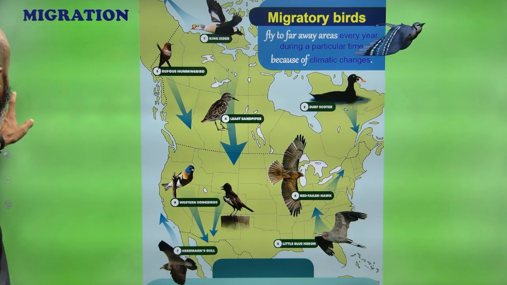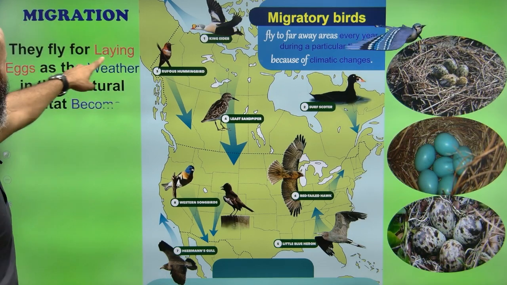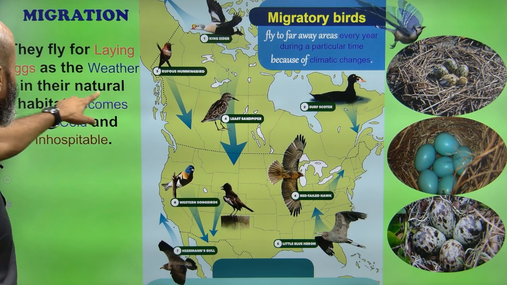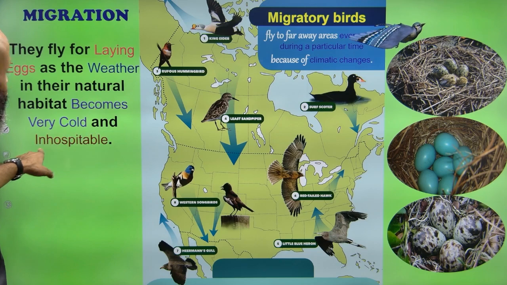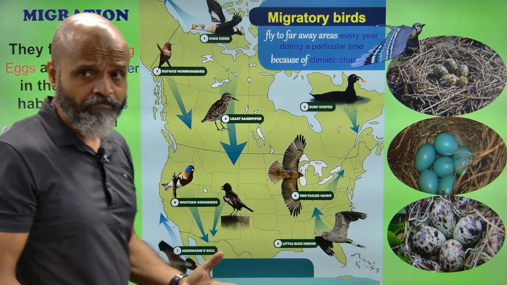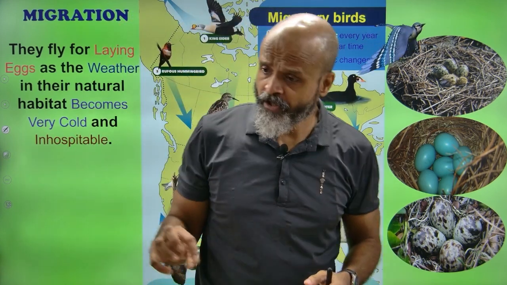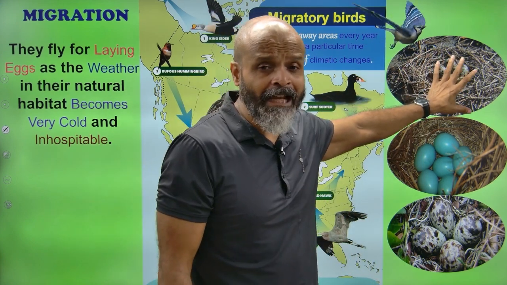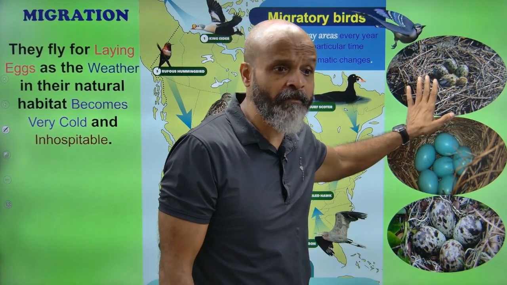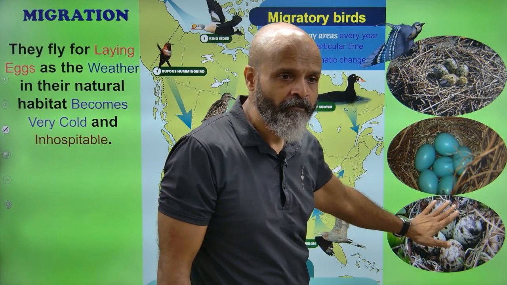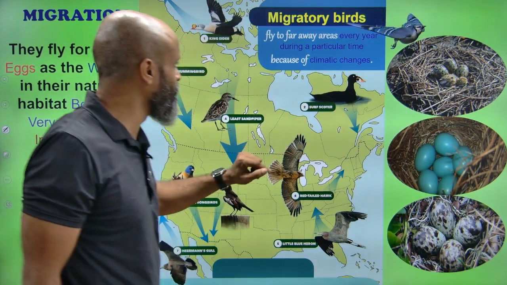They keep on migrating. They fly for laying eggs as the weather in their natural habitat becomes very cold and inhospitable. Why? Because when they have to lay their eggs, they need a certain amount of temperature for the incubation period. You understand what is incubation? The moment the eggs are laid, they don't hatch. They will take some time before they hatch. But the climatic conditions surrounding them have become severely cold. In order to avoid this, they move from place to place.